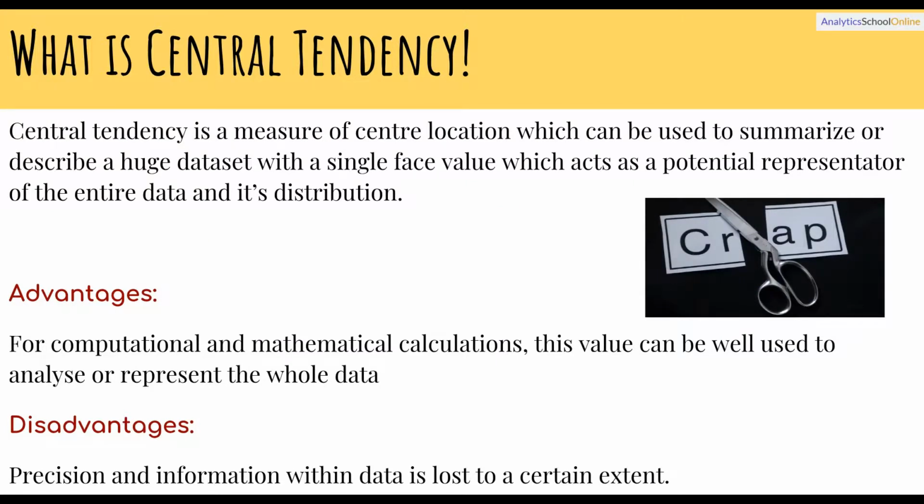So this is the definition right here. It is basically a central location which can be used to summarize the entire huge data set, and this single value would be your potential representative for the entire data once you want to communicate this data with any of your fellow peers. So the advantage of central tendency is that it reduces mathematical and computational expenses.